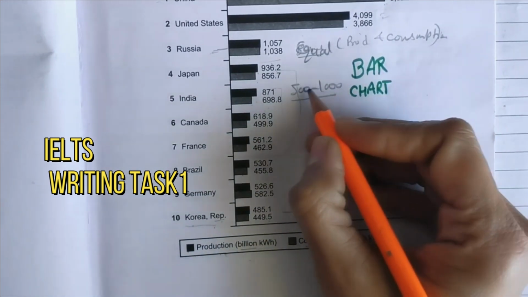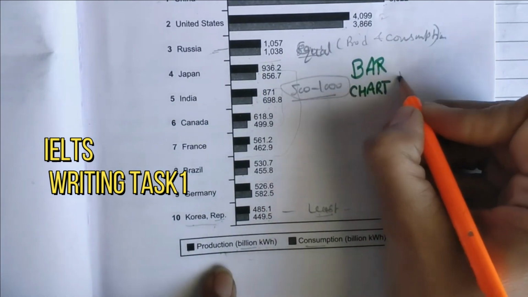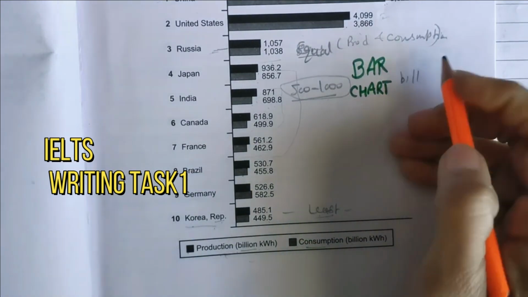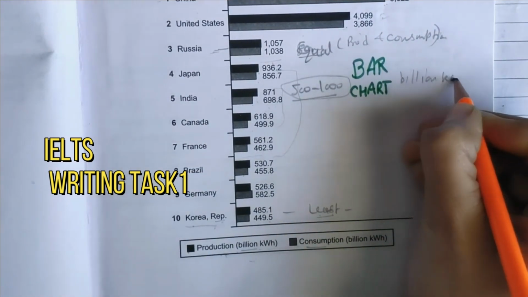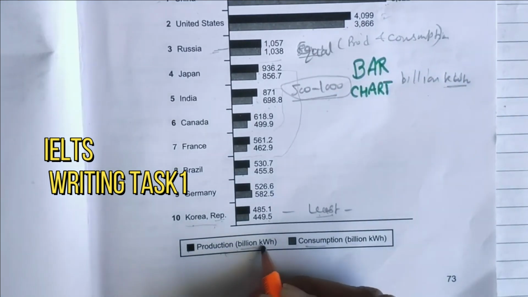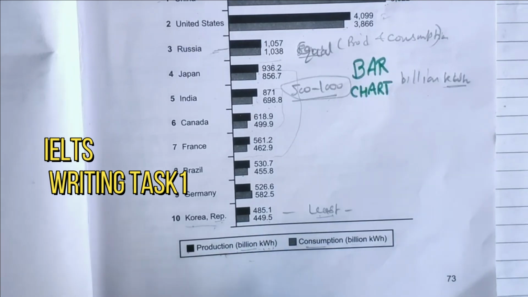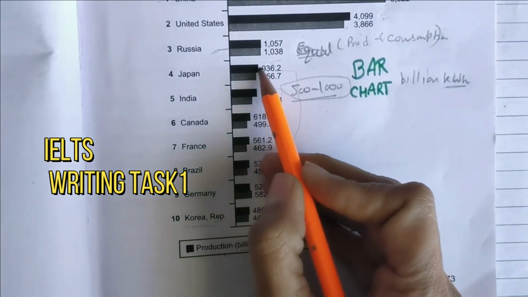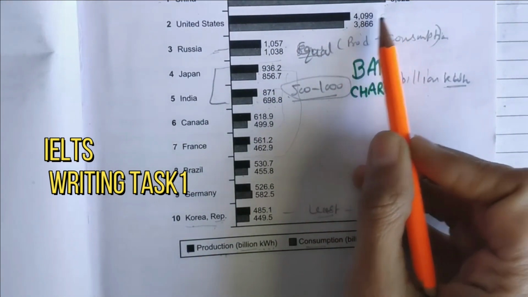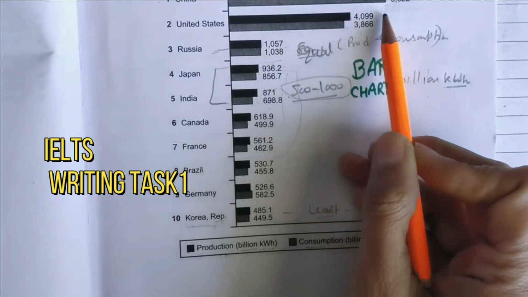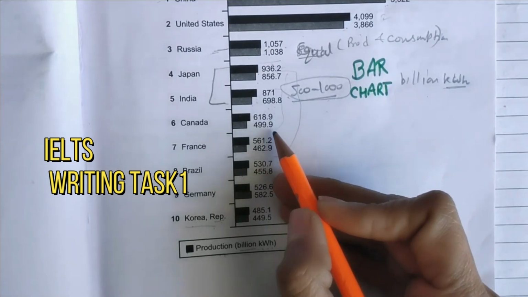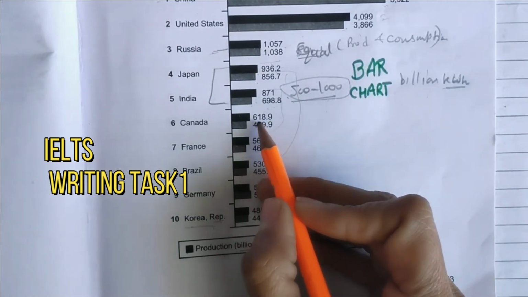So, 500 to 1000 billion kWh. We will write it in that style, with K, W capital and H small. So we can segregate these two into the same category, and these are above 1000 production. Here of course we can keep these three.